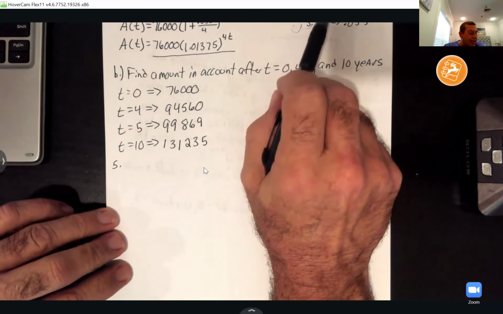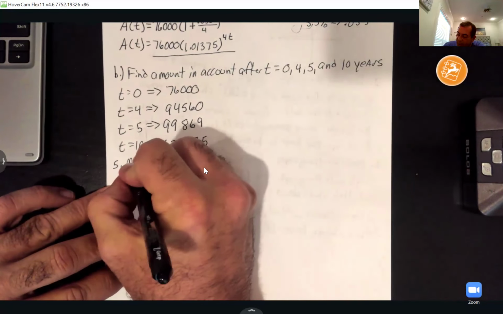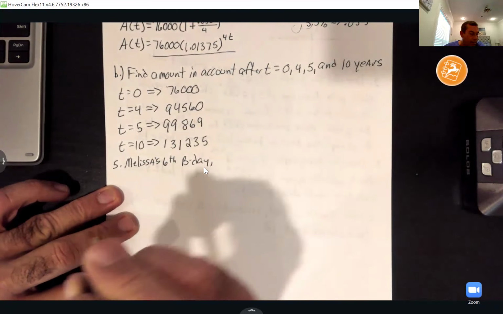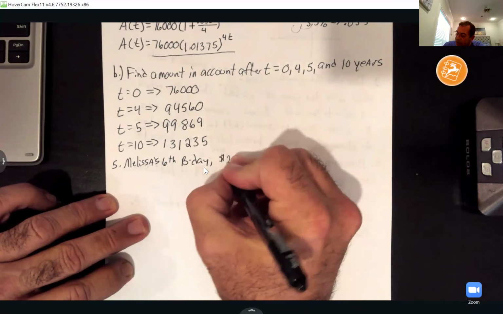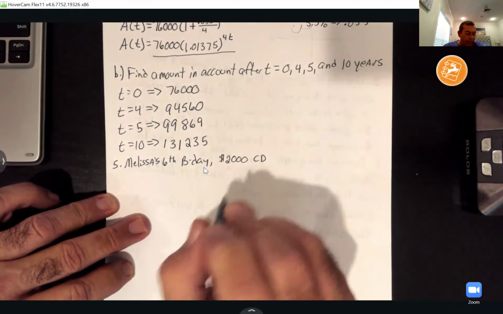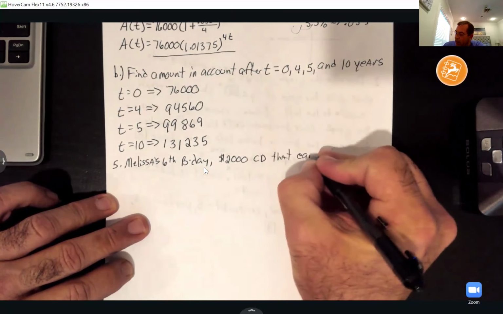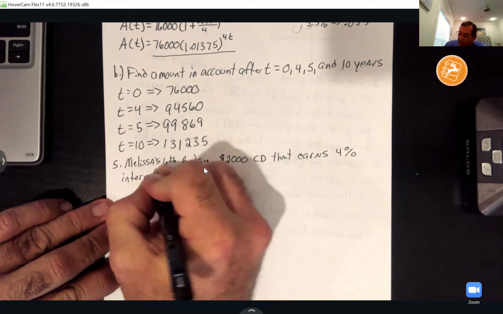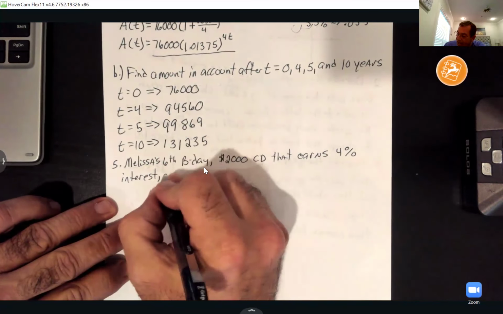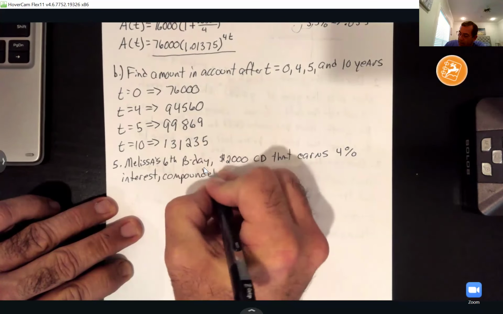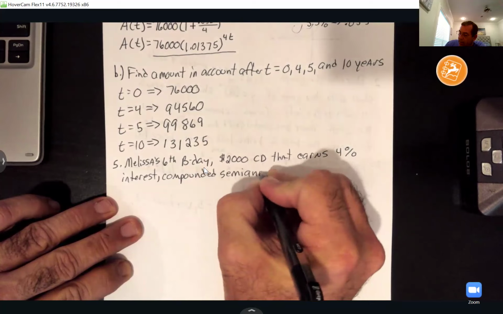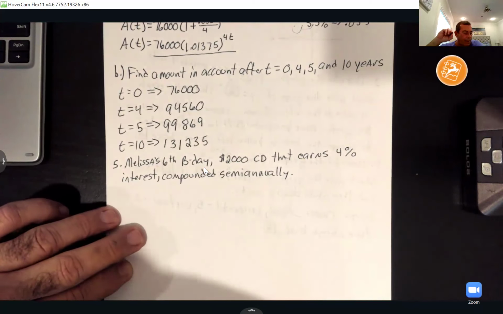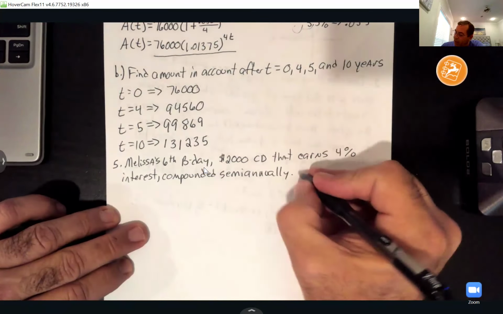All right, now number 5, we're using that same formula. So this is on Melissa's 6th birthday. She gets a $2,000 CD that earns 4% interest compounded semi-annually. What they want to know, how much money available on her 10th birthday.